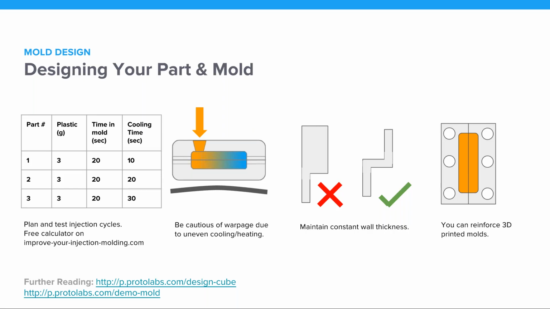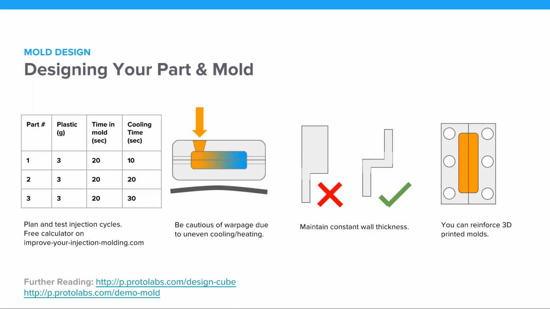Big one here is maintaining constant wall thickness. Plastic cools, and when it cools, it shrinks. When it shrinks, it can create surface blemishes on top of your part. To avoid that, you want to make sure your part cools at the same rate. That's why you want to maintain a constant wall thickness.